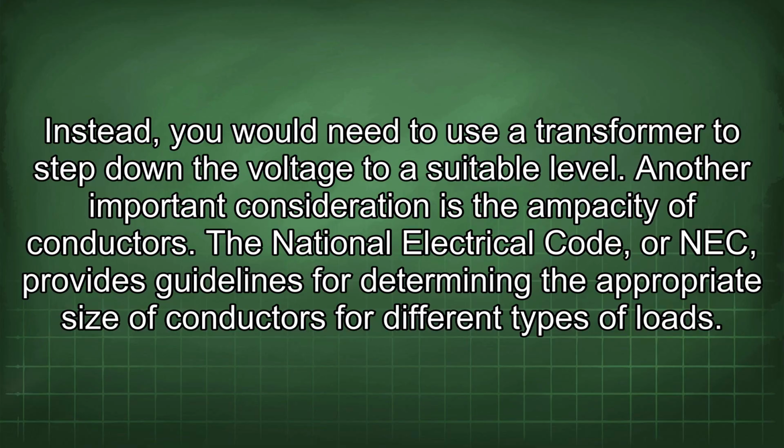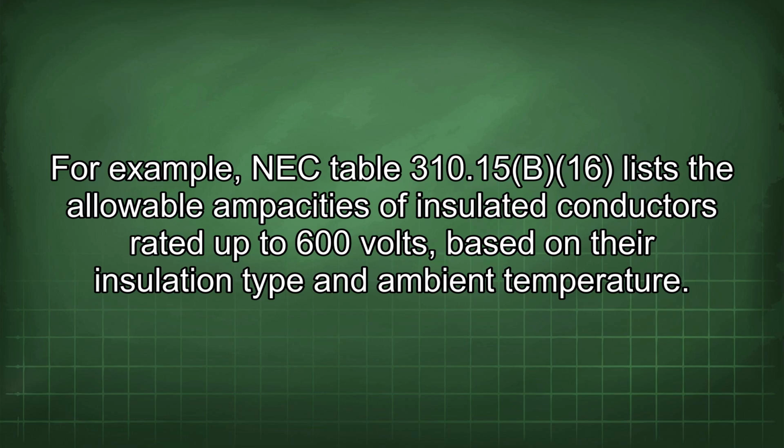Another important consideration is the ampacity of conductors. The National Electrical Code, or NEC, provides guidelines for determining the appropriate size of conductors for different types of loads. For example, NEC Table 310.15(B)(16) lists the allowable ampacities of insulated conductors rated up to 600 volts, based on their insulation type and ambient temperature.